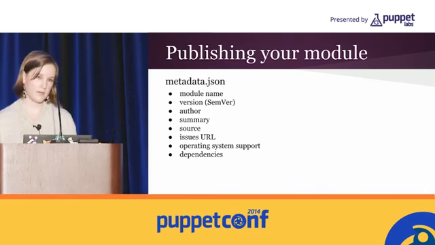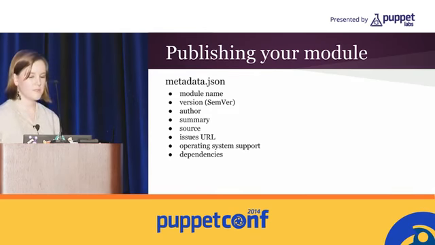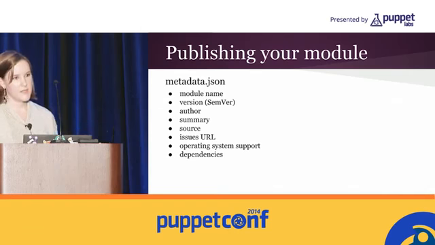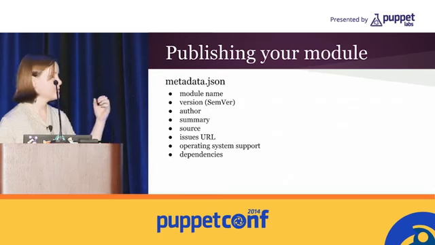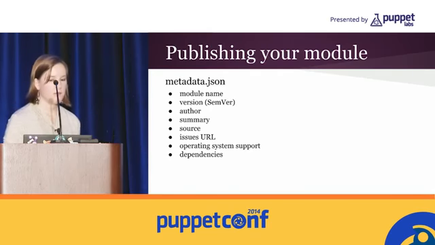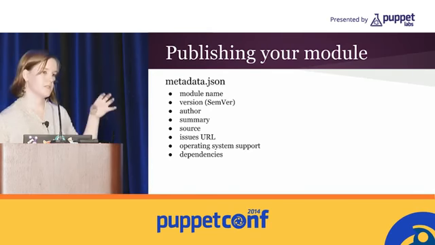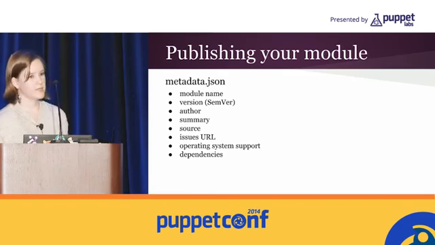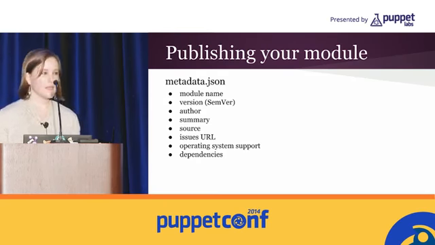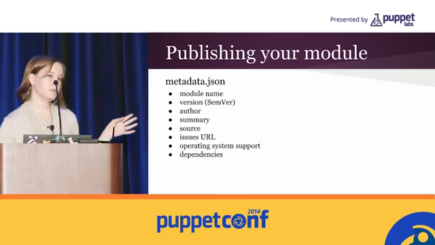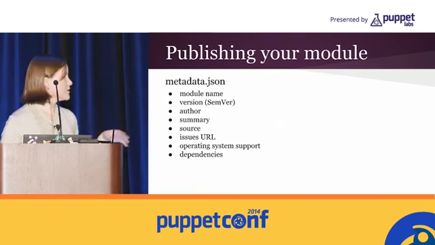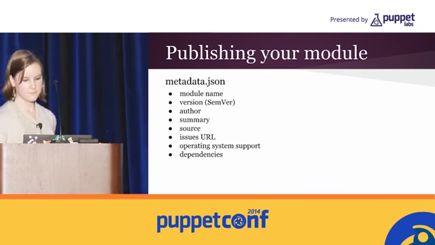Most importantly, it's got the name of your module, the version of your module, some keywords, operating systems it supports, and most importantly, the dependencies your module has. So if your module is using a function from stdlib, or if you're using concat to construct files, your module is depending on these modules. So you need to write that into your metadata.json file. And if you use the puppet module generate tool in the beginning to outline the original structure of your module, most of this will already be generated for you. And you can just fill in some of the extras like the dependencies.